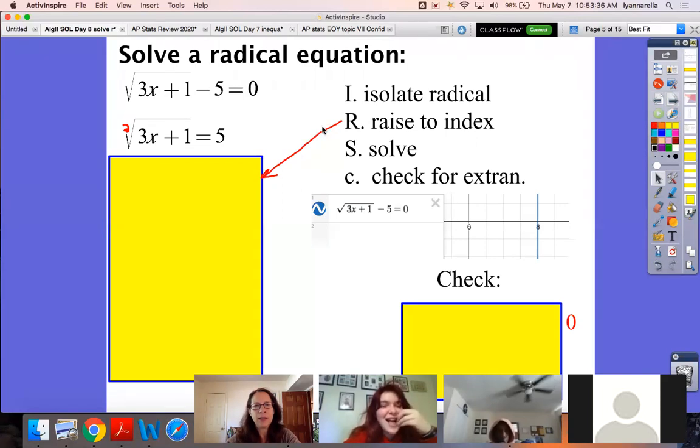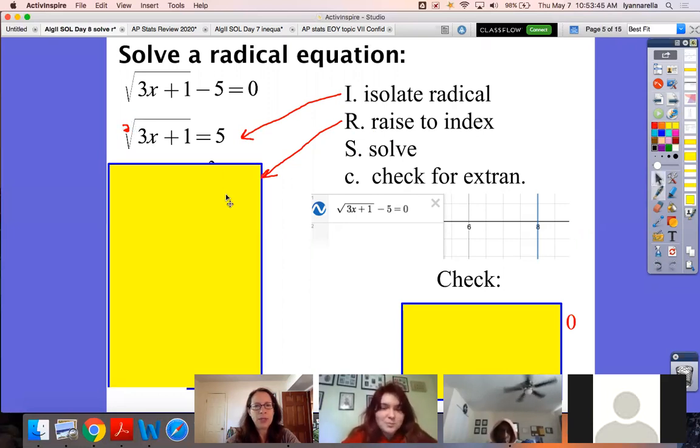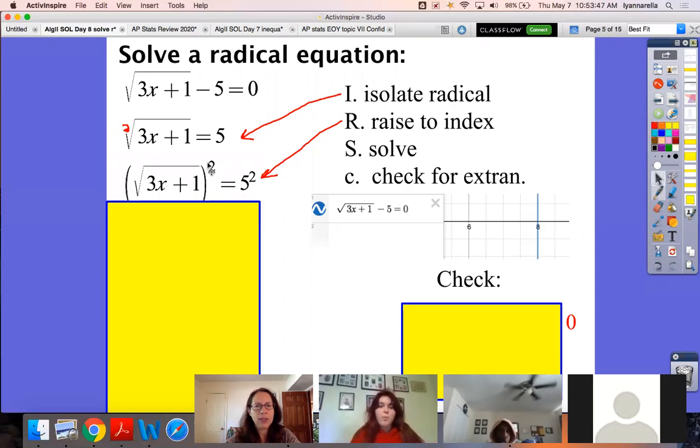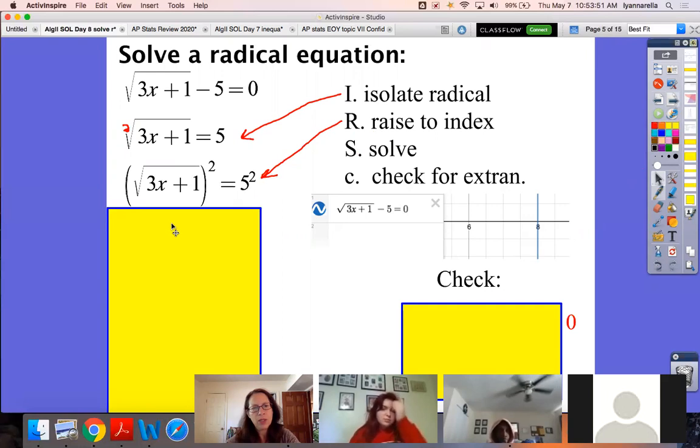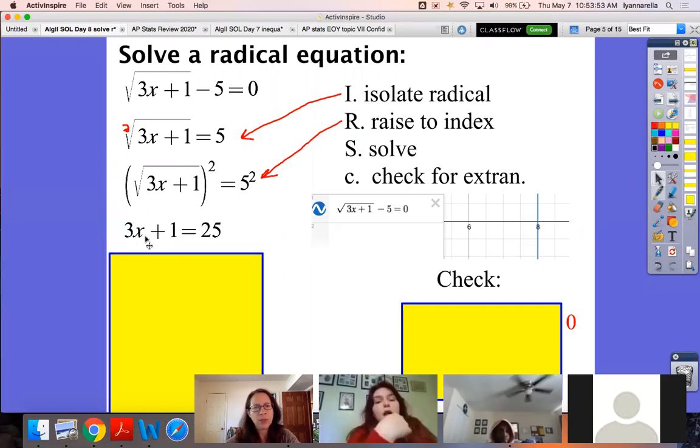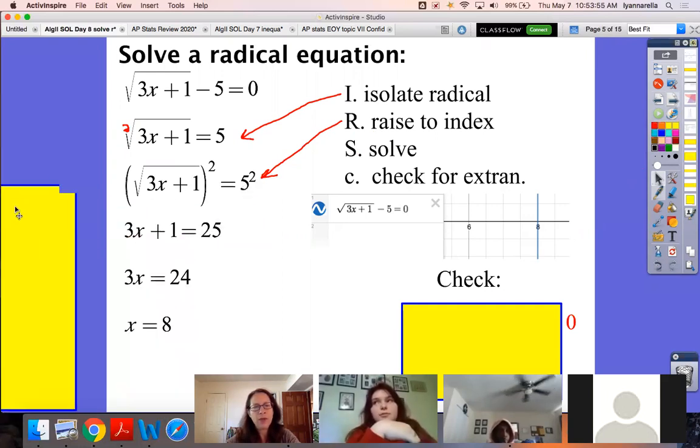That's isolate. Now raise to the index is when you say, okay, this is a square root problem, so my index is 2, so I have to raise both sides to the second power. So I raise this to the second and this to the second. And the whole point is the second power of a square root just cancels each other. So now you just get 3x plus 1, and 5 squared is 25, and when you solve that, you get x is 8.